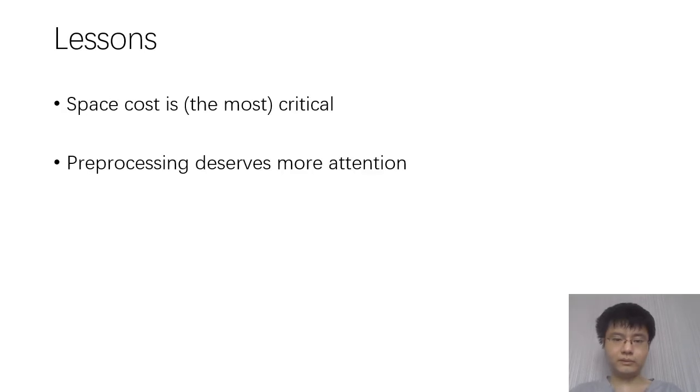Our lessons can be summarized as two messages. First, space or memory cost is probably more important than other factors, since suboptimal memory usage could make a job fail with given limited resource. Second, preprocessing deserves more attention as they are not just one-time overheads, but rather an essential part of the whole processing pipeline. Personally, I would suggest that all graph processing papers in the future also study and analyze the preprocessing performance in terms of both time and space.